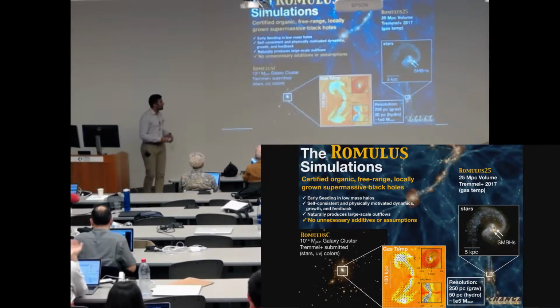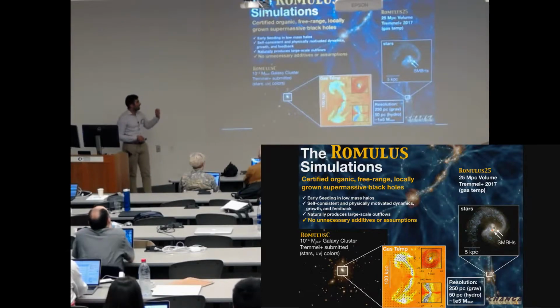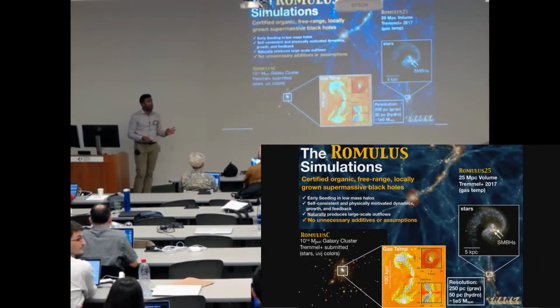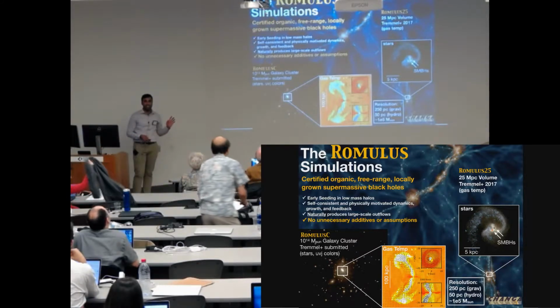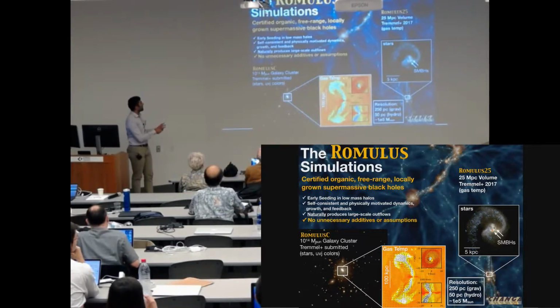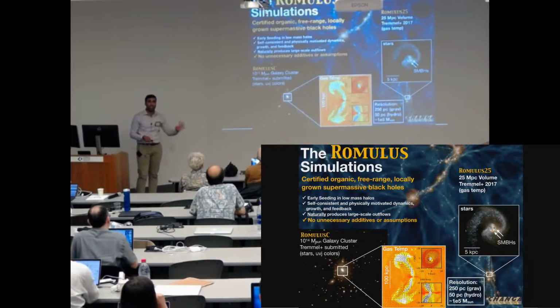The Romulus suite of simulations is primarily made up of two volumes. We have the Romulus 25 megaparsec volume, and then a zoom-in of a galaxy cluster. This is Romulus C. Michael Tremmel will be talking about this. I'm going to be focusing on the 25 megaparsec volume. One of the main draws for Romulus is our ability to create certified organic, free-range, locally grown SMBHs. What I mean by this is that we have self-consistent and physically motivated dynamics, growth, and feedback stemming from our treatment of black holes.